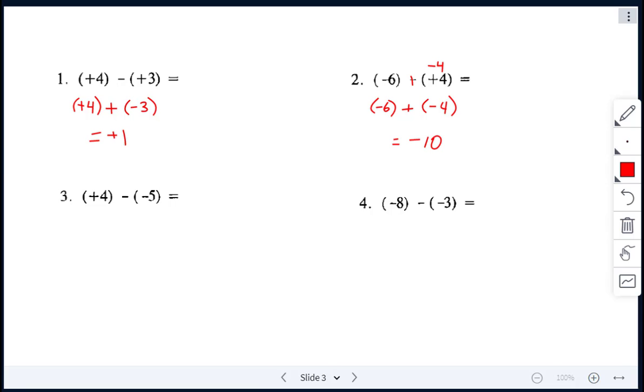All right, so here we have a positive 4 minus negative 5. So remember, you're going to add the opposite. Okay, so it wouldn't be negative 1. We're going to take positive 4. We're going to add the opposite. The opposite of negative 5 is positive 5. So you're just taking positive 4 plus positive 5, which becomes positive 9.